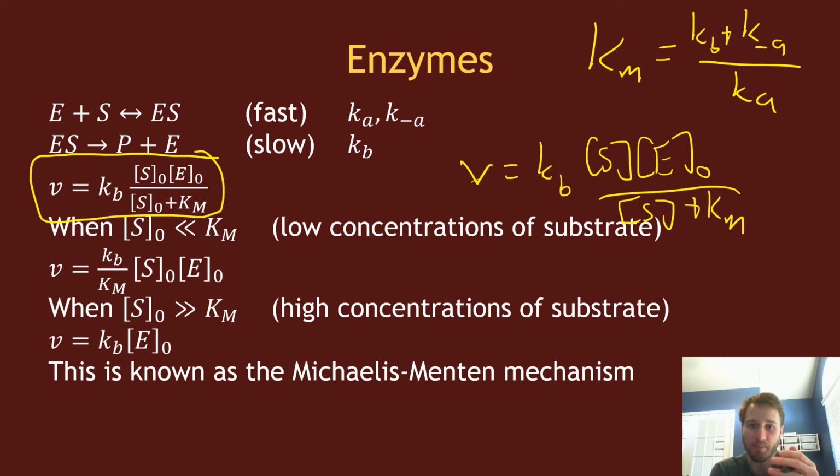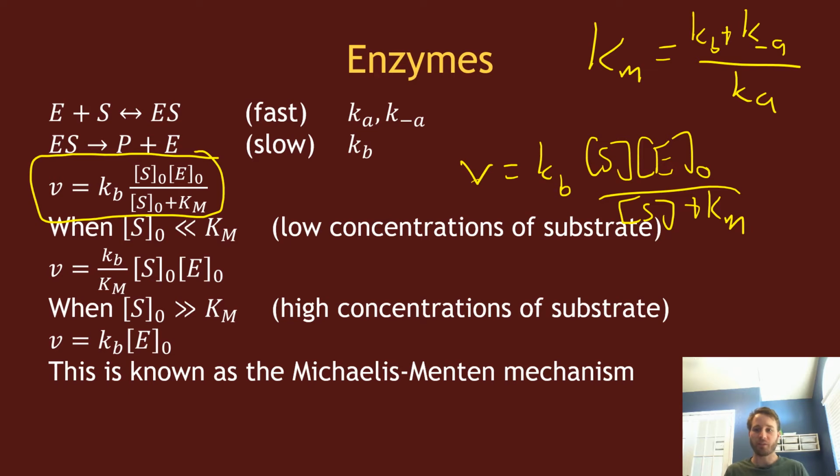Where Kb and K minus A are the rates at which you lose the enzyme substrate compound, and Ka is the rate at which you form the enzyme substrate compound. So Km gives you an idea of the binding of that substrate to the enzyme. Because the faster you form the enzyme substrate compound compared to the speed at which it's being broken, the more it tells you that this substrate binds the enzyme very quickly, but then is stuck there for a while. So very small values of Km indicate very strong binding of the enzyme to the substrate, or at least a very slow process of forming the product.